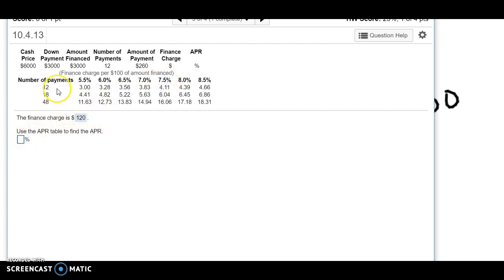Again, you find the number of payments, you go across on that row, and you look for the value that is closest to the one that you calculated when you divided the finance charge by the total amount financed and multiplied it by 100. The answer that we got was 4.00. The answer that's closest to that is 4.11, which means, now look up to the very top, the emboldened percentages. These are the APR values. So the APR in this example is 7.5%.